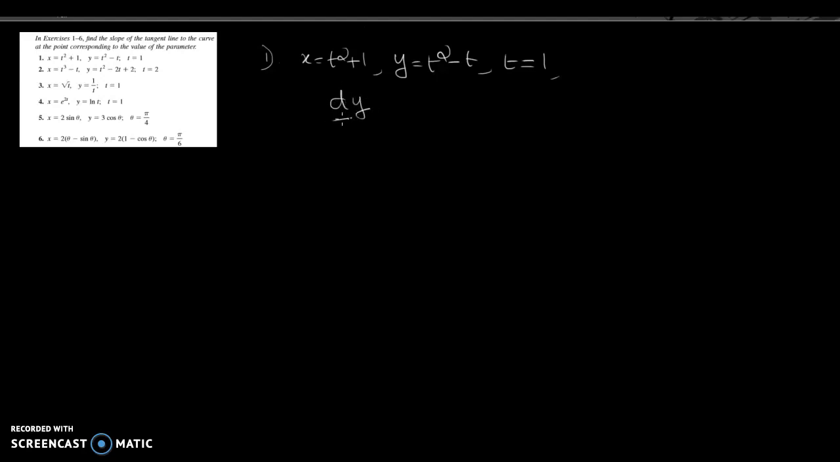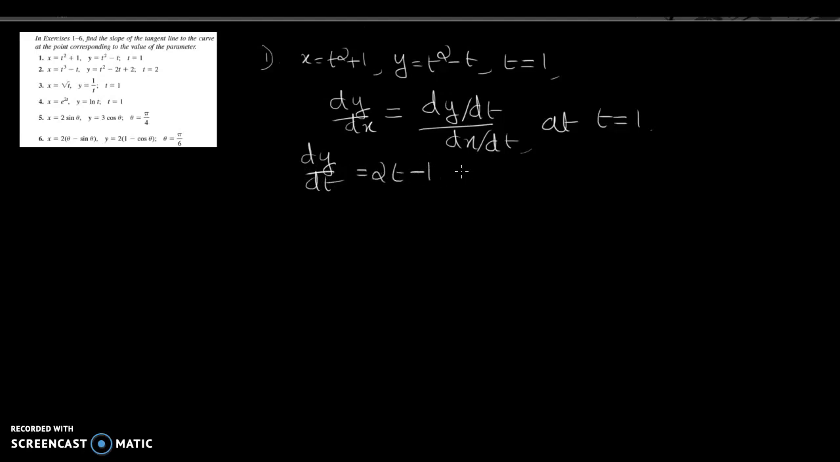In order to find the slope, meaning dy by dx, we have to calculate dy by dt divided by dx by dt at the point t equal to 1. First find dy by dt, which equals 2t minus 1. At t equal to 1, 2t minus 1 is 2 minus 1, equal to 1.